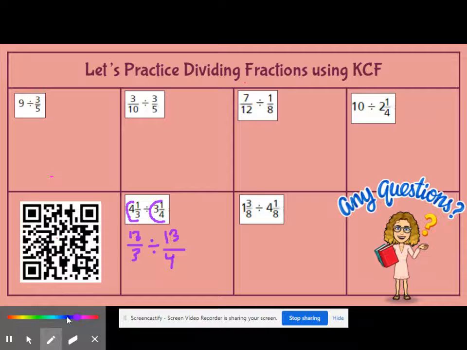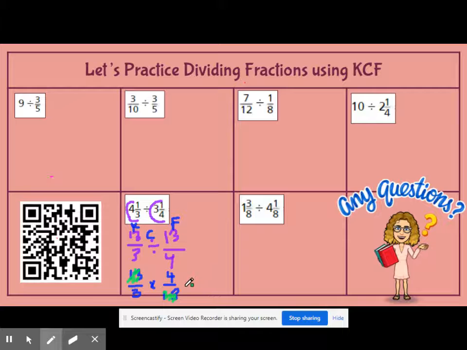So now I can do keep. So I'm going to keep 13 over 3. Change it to multiply. Flip. I'm going to flip this to 4 over 13. And this is when you should get really excited because you have matching numbers diagonally. When you have that, you get to mark them out. So on the top, I'm just going to have a 4. On the bottom, I'm just going to have a 3. It's improper, but 3 goes into 4 one time with 1 out of 3 pieces left over. Remember, you get that from long division.